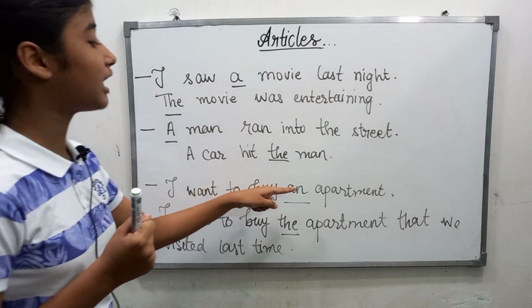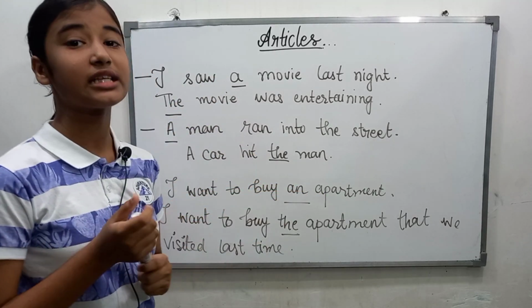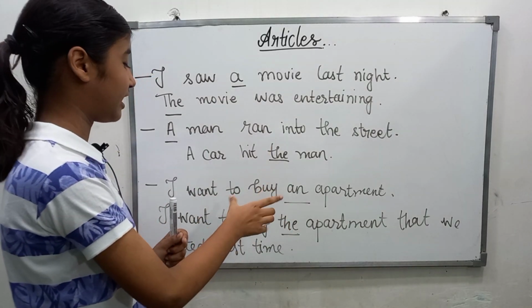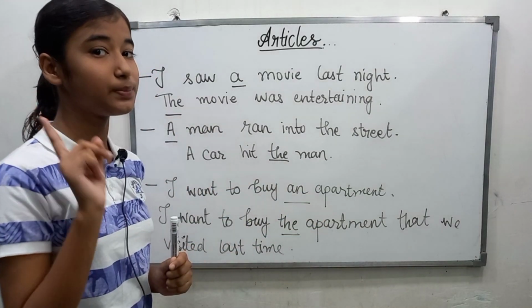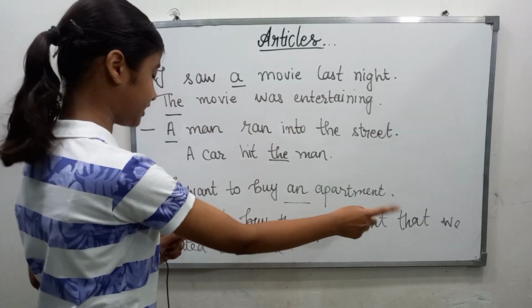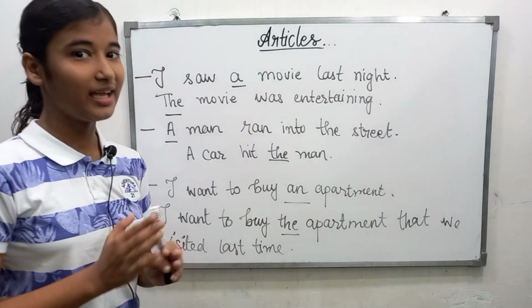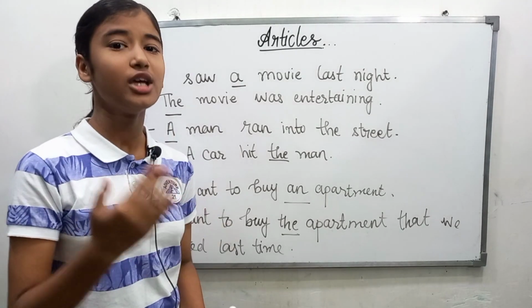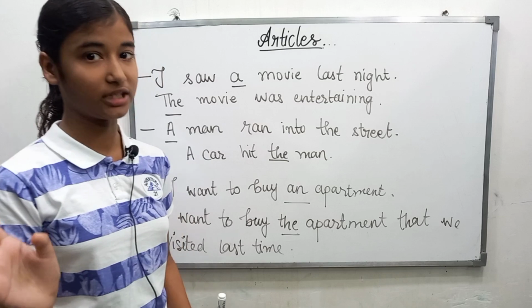I want to buy an apartment. Now the sound is a vowel sound, apartment. That's why we are putting "an". And we are not talking about a specific apartment. That's why. I want to buy the apartment that we visited last time. Now we are talking about the specific apartment that we visited last time. So I really want to buy that apartment.